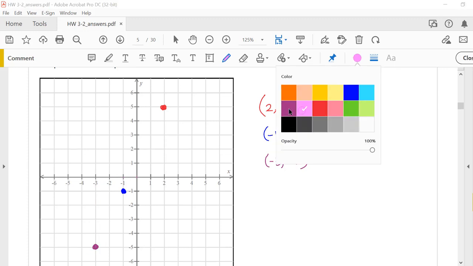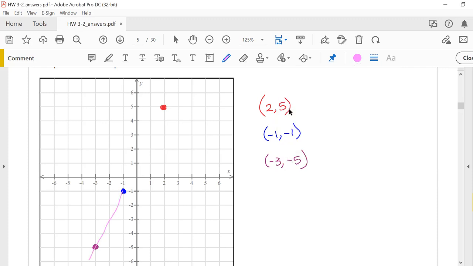Last thing you need to do is draw a line through those 3 points. They should all be in a straight line. I know that's not a very straight line, but it's supposed to be.